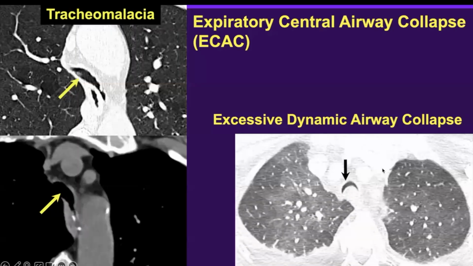Here is an example of tracheomalacia and excessive dynamic airway collapse, two forms of expiratory central airway collapse. Tracheomalacia can accompany bronchomalacia, and the tracheal cartilage is thickened and abnormal and oftentimes distorted, and helps differentiate from excessive dynamic airway collapse, in which the anterior cartilage is relatively normal appearing, but the posterior membrane invaginates anteriorly to a greater degree during active exhalation on dynamic expiratory maneuvers. And so these two are forms of expiratory central airway collapse that can lead to recurrent infections.